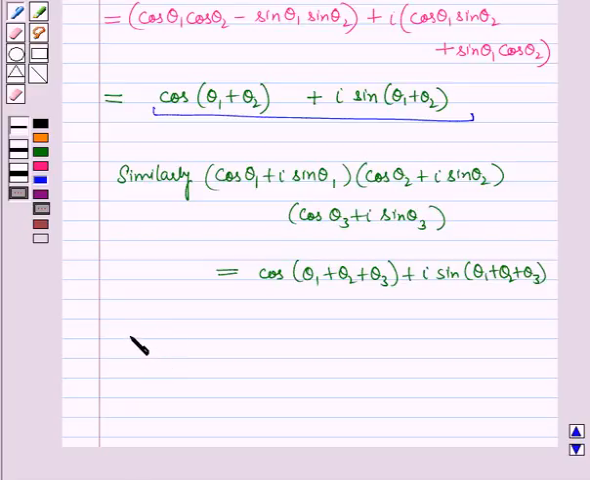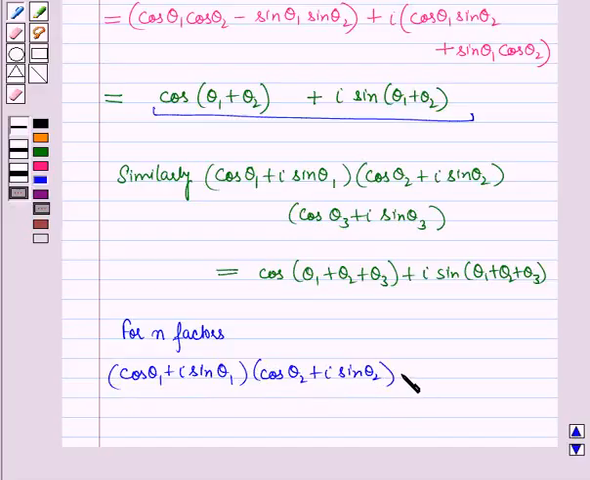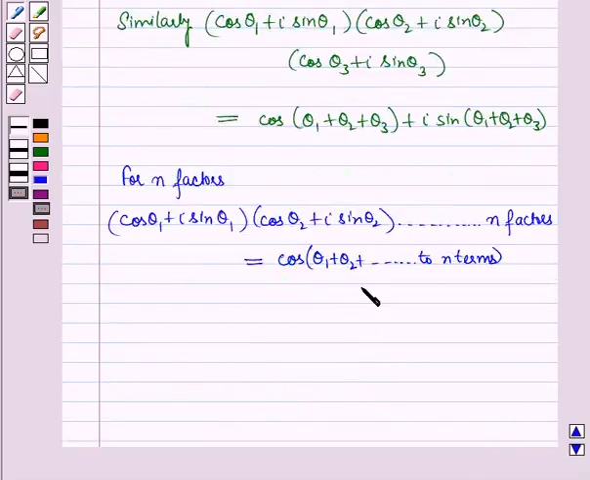Now proceeding in the same way to the n factors, we get (cos theta 1 plus i sin theta 1) into (cos theta 2 plus i sin theta 2) and so on up to n factors is equal to cos(theta 1 plus theta 2 plus so on up to n terms) plus i sin(theta 1 plus theta 2 plus so on up to n terms).